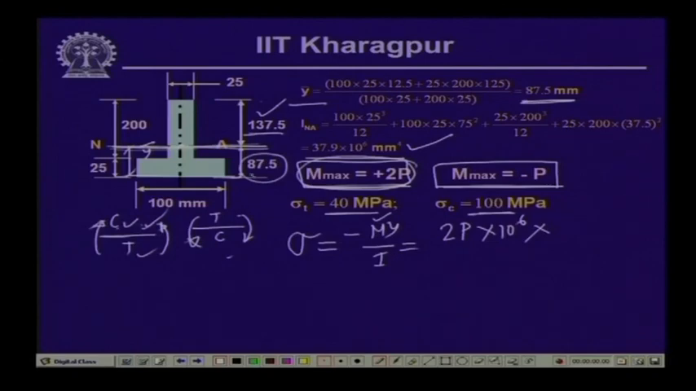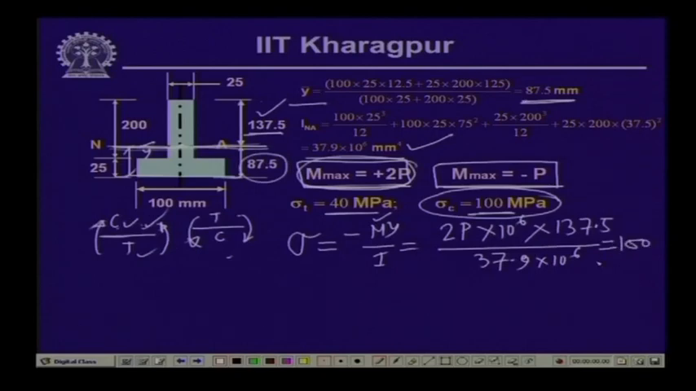Now, when we are computing the stress at the top, y is 137.5 divided by I, which is 37.9 into 10 to the power 6 millimeter to the power 4. Now, this is the stress at the top which is compressive in nature. So, we have this equal to 100 MPa. If we limit it to 100 MPa, then correspondingly the value of P which we get is equal to 13.8 kilonewton.